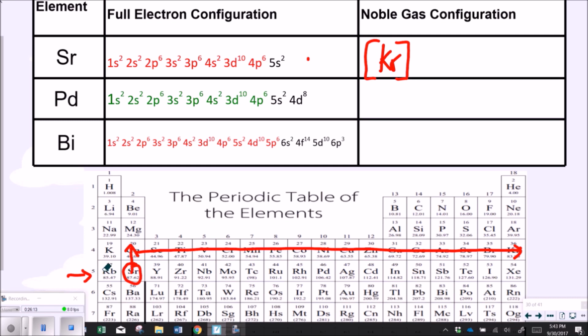So that is 5s, and we have 5s1, 2 for strontium. So 5s2, I have reached strontium and I can stop.